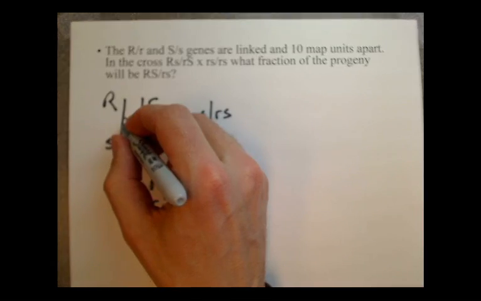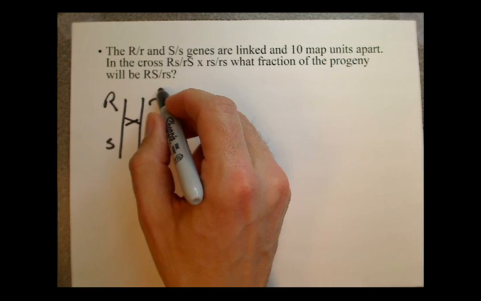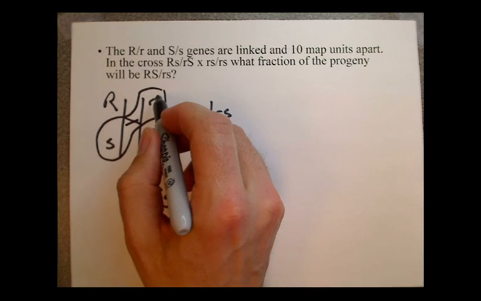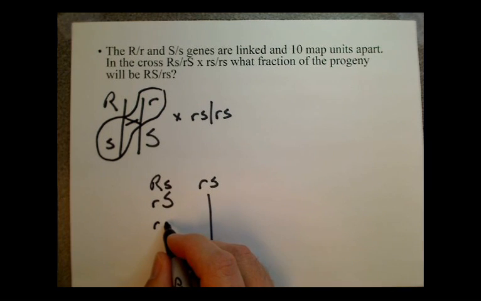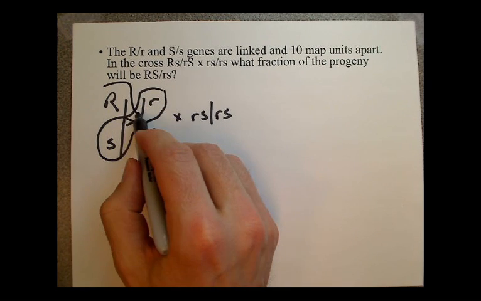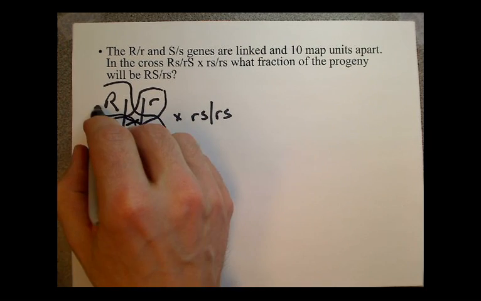So if a recombination event happens in this chromosome, then we'd get a recombinant chromosome that would have the little s with the little r, or the big R with the big S.